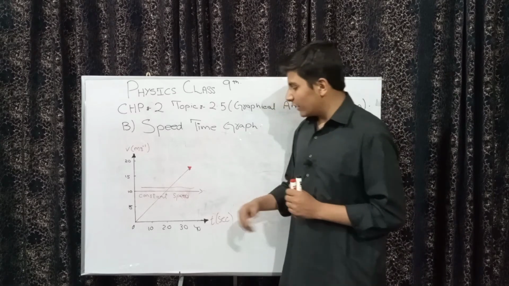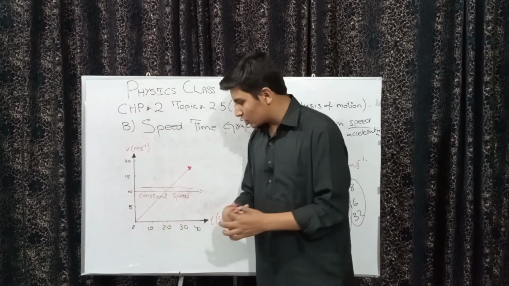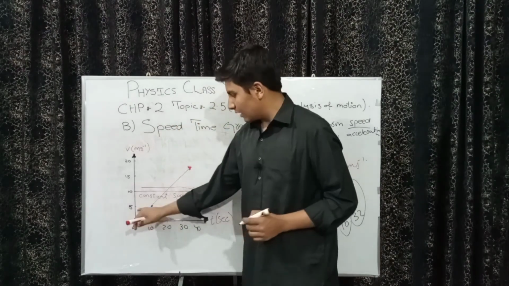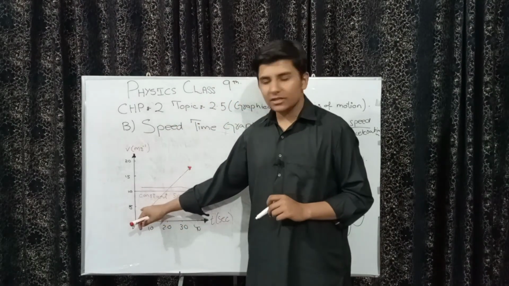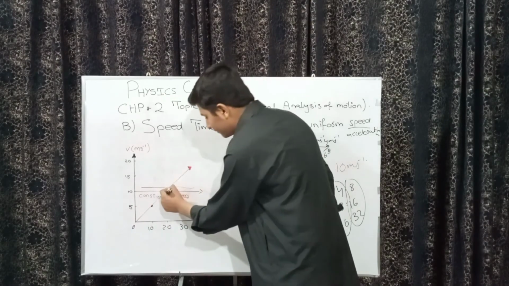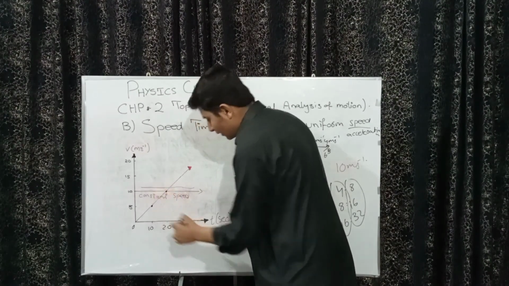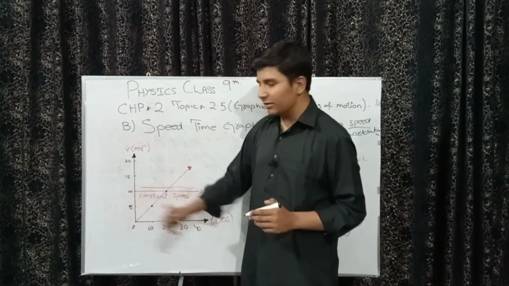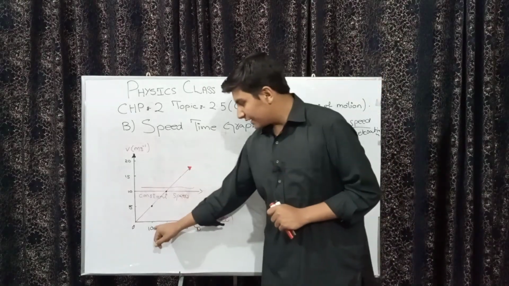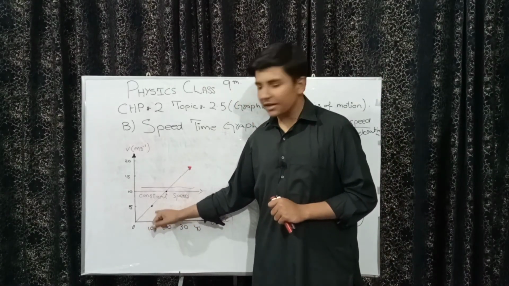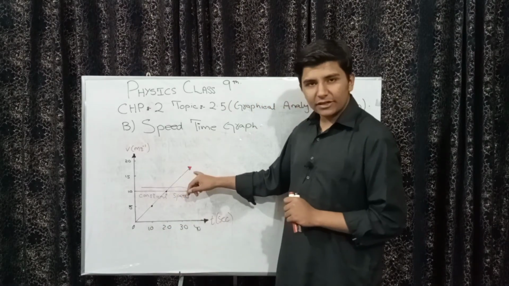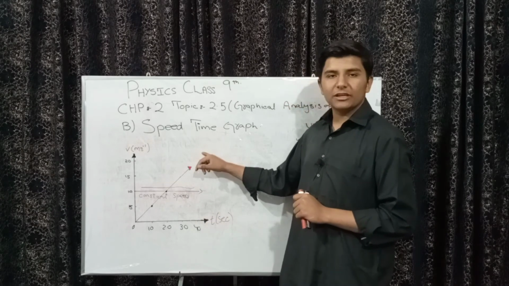So it means that when an object takes 10 seconds to cover 5 meters, then it takes 20 seconds to cover 10 meters. It is gaining speed and it is also consuming time. At 10 seconds it was at the speed of 5 meters per second, then at 20 seconds it was at 10 meters per second, then at 30 it will be 15 meters per second, and then at 40 it will be 20 meters per second.